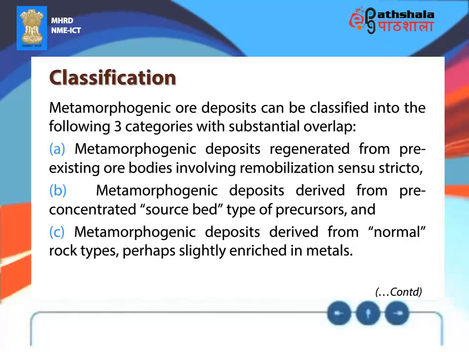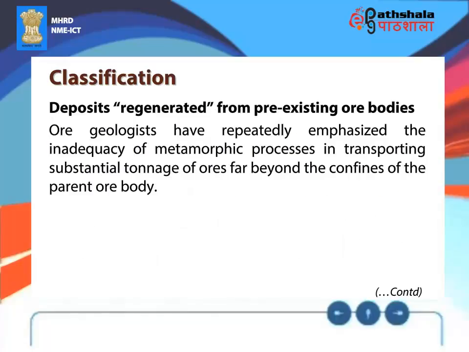Metamorphogenic ore deposits can be classified into the following three categories with substantial overlap. A. Metamorphogenic deposits regenerated from pre-existing ore bodies involving remobilization sensu stricto. B. Metamorphogenic deposits derived from pre-concentrated source bed type of precursors. And C. Metamorphogenic deposits derived from normal rock types, perhaps slightly enriched in metals. Deposits regenerated from pre-existing ore bodies.